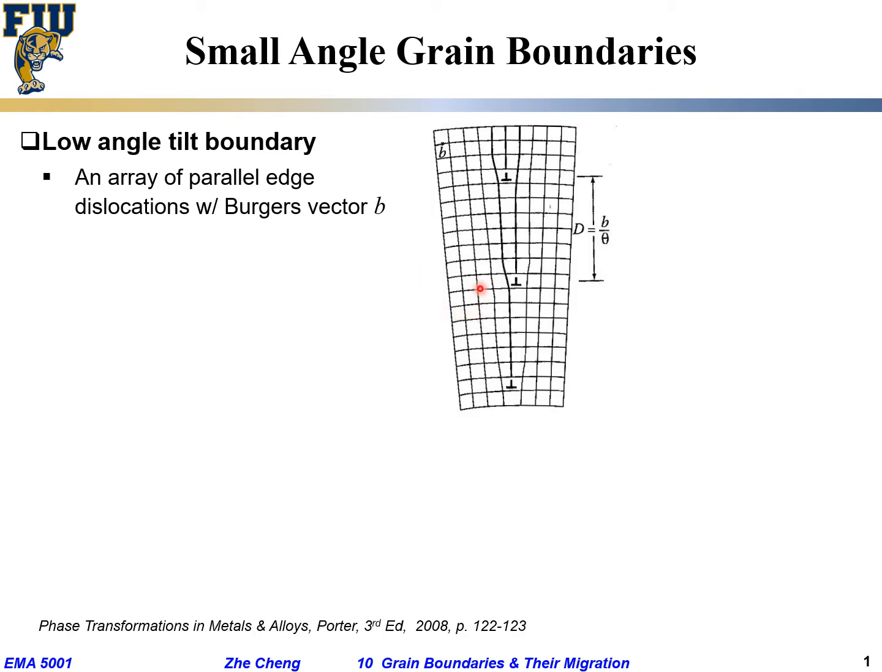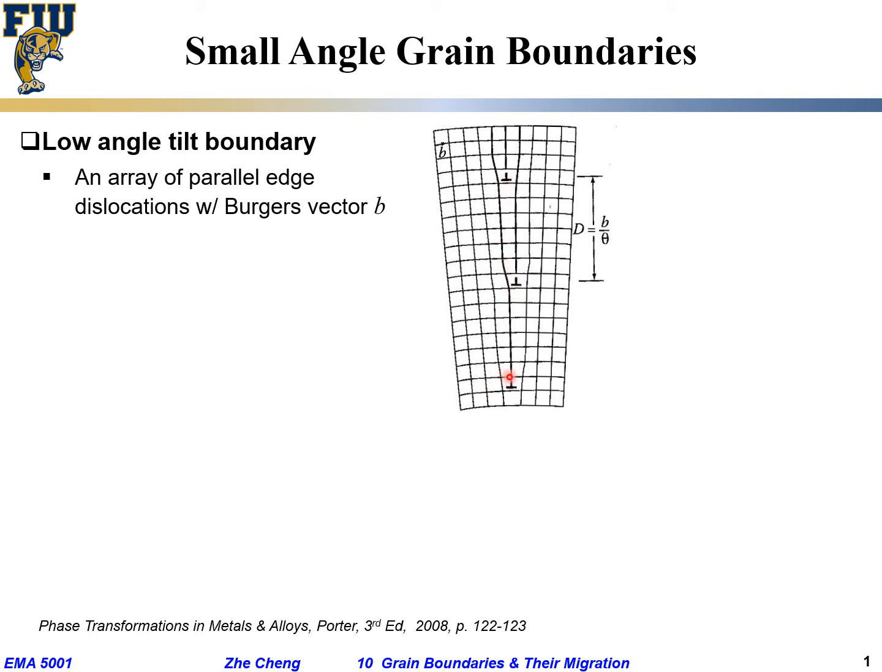We see that on the left side we have one grain with perfect alignment, and on the right side we have another grain, also with perfect alignment. But in between them, we have a so-called low angle tilt boundary. And in fact, when you look at it closer, this low angle tilt boundary is essentially an array, a pile of parallel edge dislocations.